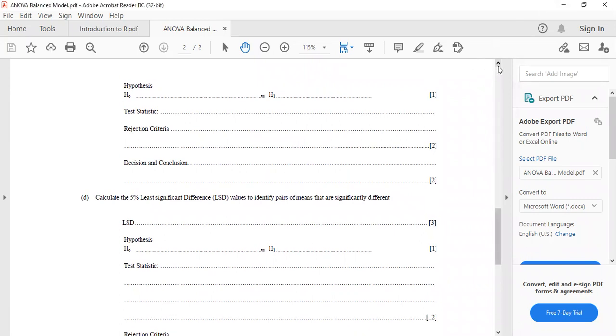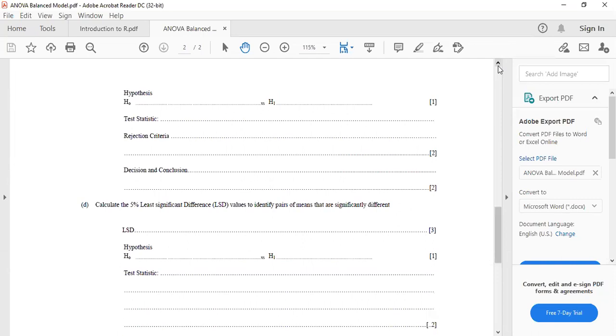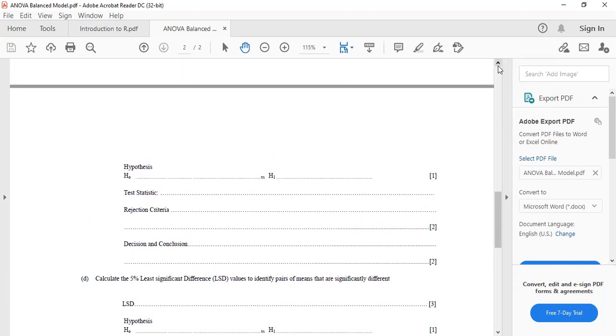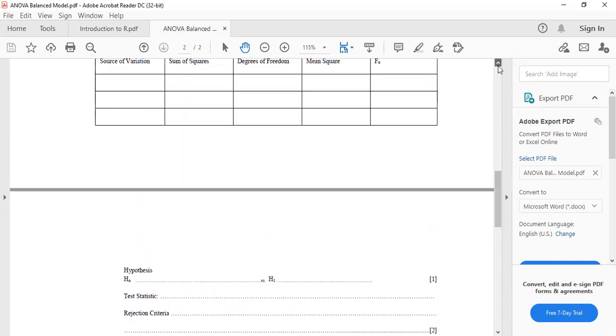You see, somebody had said you're going to get the answer from the LSD, right? Are we getting the answer from LSD? The LSD shows us which is significantly different from the other. It doesn't tell which one is better than the other. Okay, sir. So what is the objective now? Look at the question.